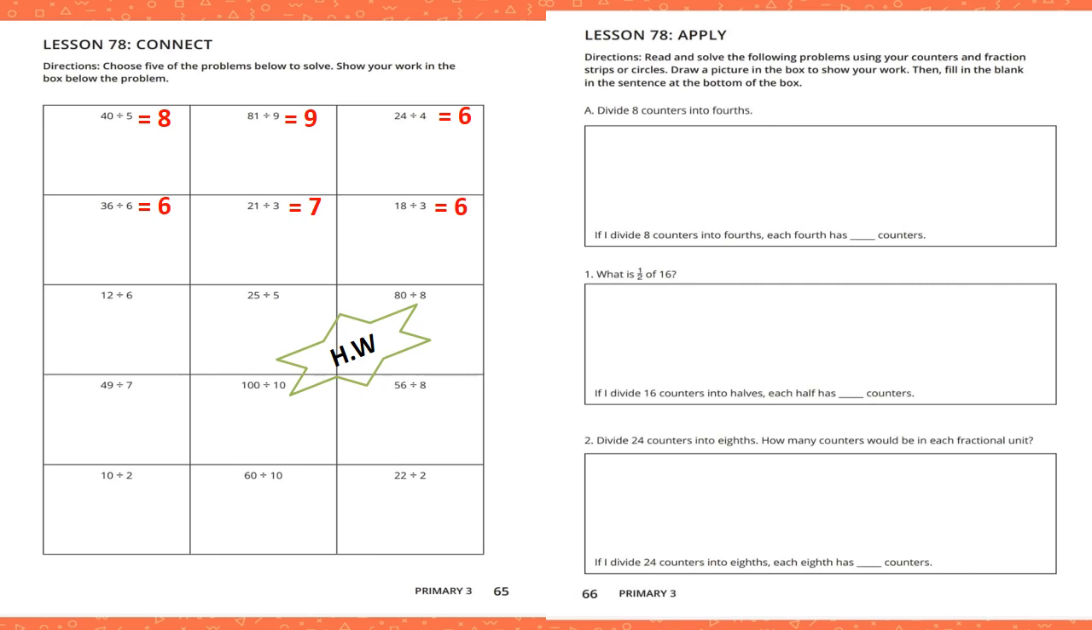Letter A, divide 8 counters into fourths. Fourths means 4 equal parts. So if we wanted to know the fourths for 8 counters, we have 8 counters, we want to divide them equally into fourths. So it's the same 8 divided by 4, which equals 2. So if we divided 8 counters into fourths, each fourth will take 2.